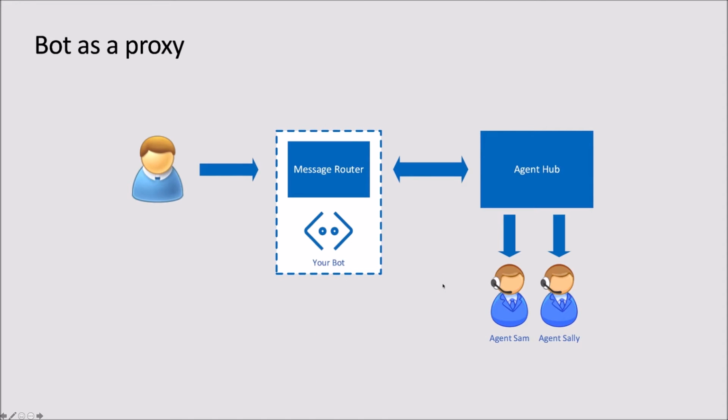The second model is known as Bot as a Proxy. The user talks directly to the bot until the bot decides that it needs help from a human agent. The message router component in the bot redirects the conversation to the Agent Hub, which dispatches it to the appropriate agent. The bot stays in the loop and can collect the transcript of the conversation, filter messages, or provide additional content to both the agent and the user. Flexibility and control are the main advantages of this model. The bot can support a variety of channels and have control over how the conversations are escalated and routed between the user, the bot, and the Agent Hub.